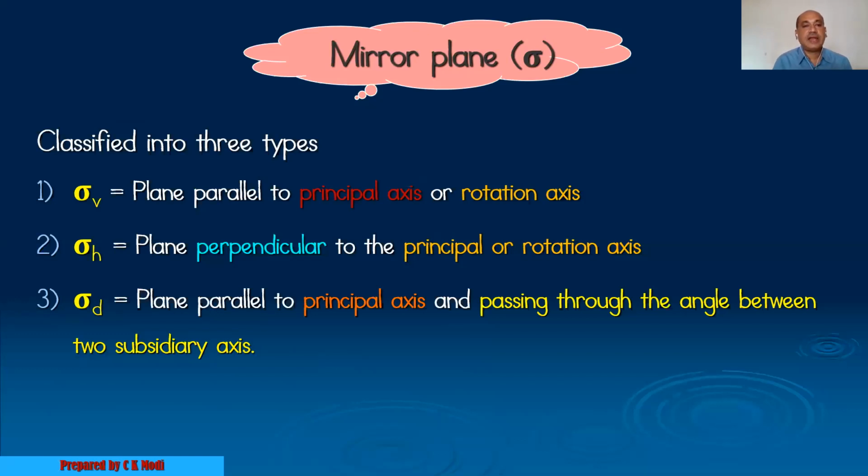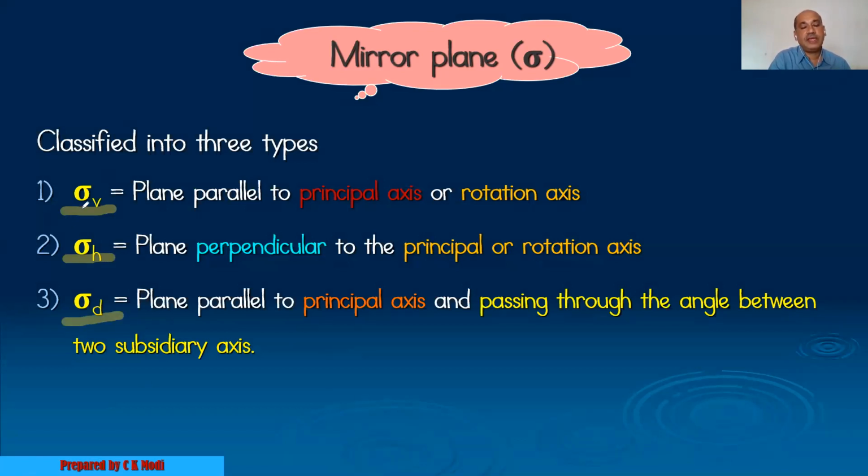Now, there are three types of mirror planes. Which ones? Look at this. The first mirror plane is called sigma V. V stands for vertical, so vertical plane. The second plane is called horizontal plane, sigma H. And the third one is called sigma D. D stands for diagonal plane. So there are three types of mirror plane: sigma V, sigma H, and sigma D.